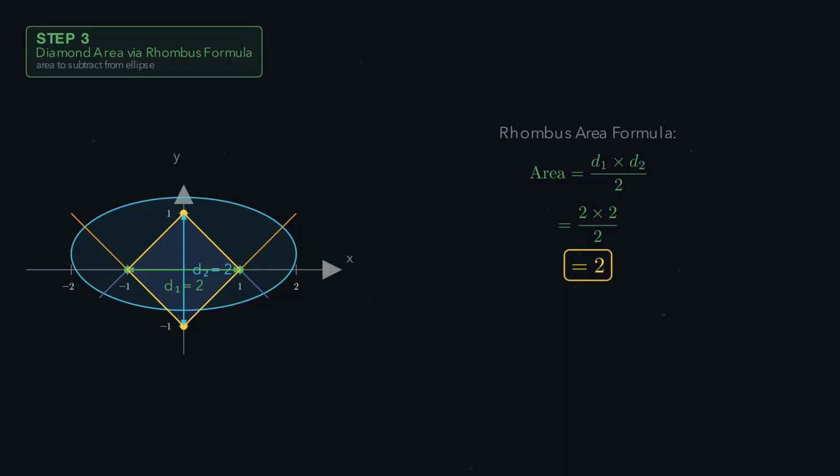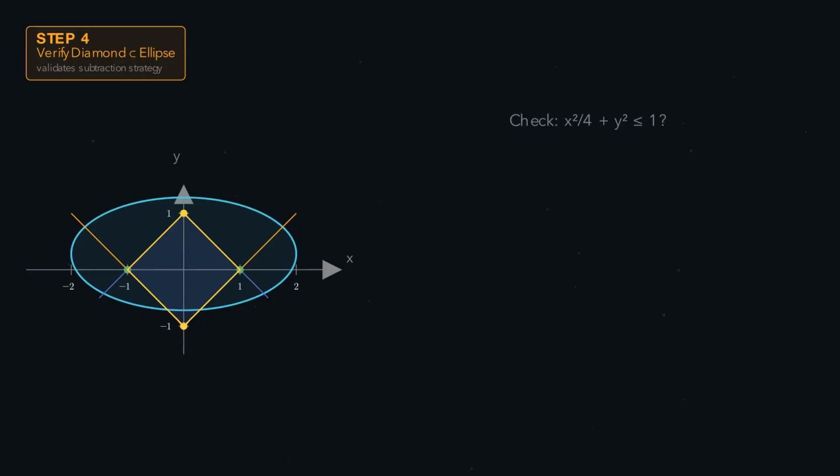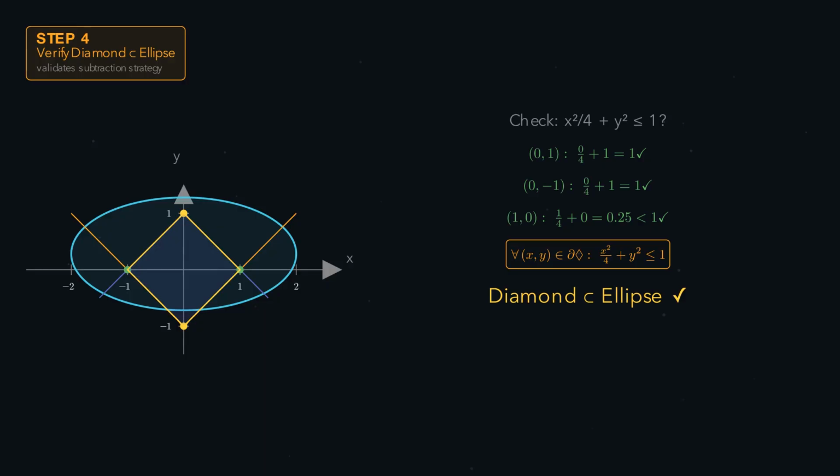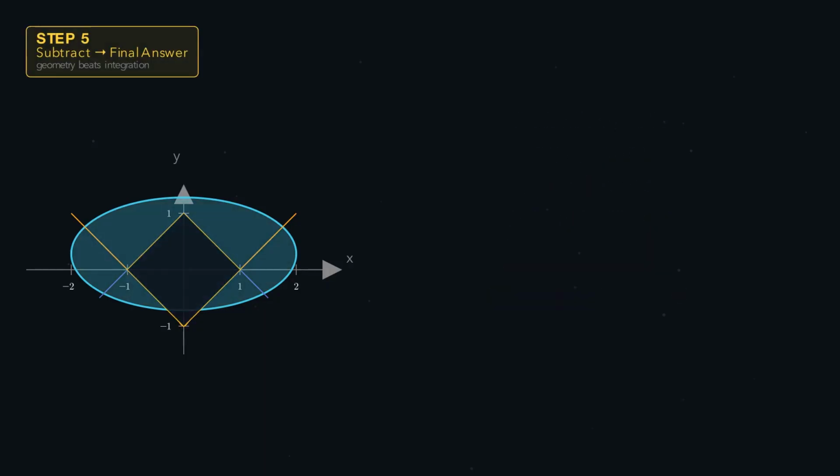Area of a rhombus equals half the product of its diagonals. So diamond area equals 2. The diamond's top vertex at (0, 1) sits exactly on the ellipse. Check: 0 over 4 plus 1 equals 1. Same at the bottom. The left and right vertices are strictly inside. Every boundary point of the diamond stays inside or on the ellipse, so the entire diamond is contained.